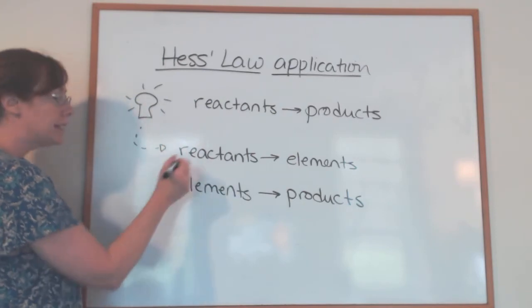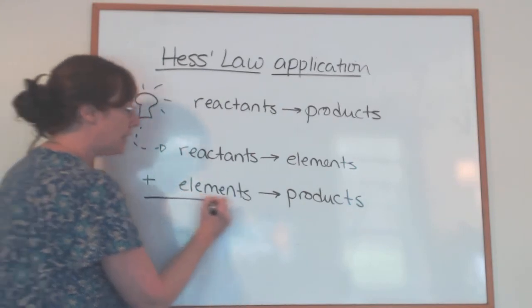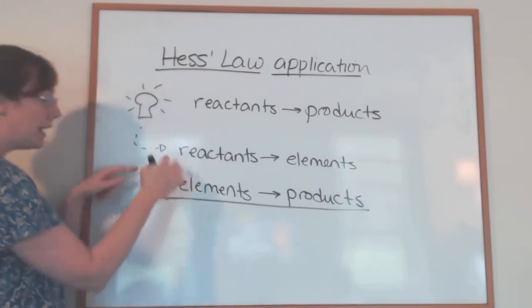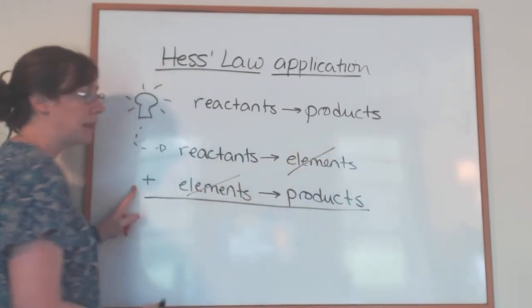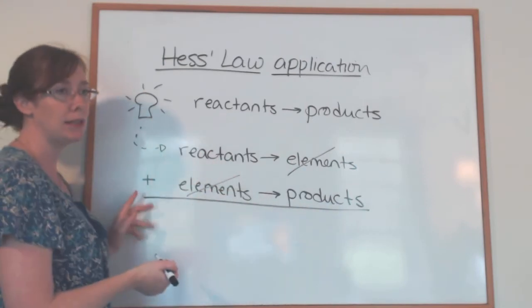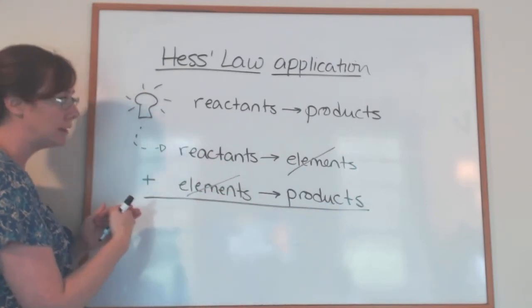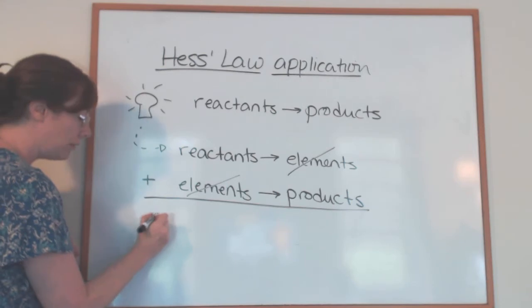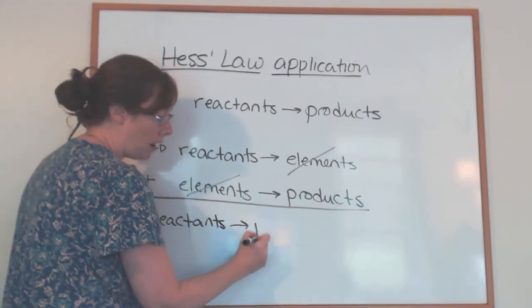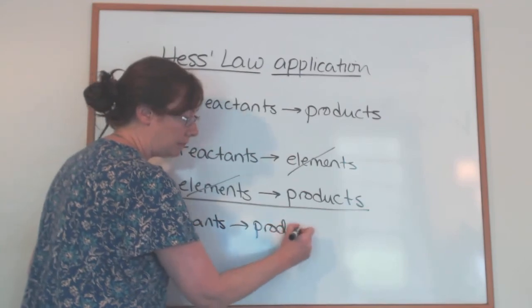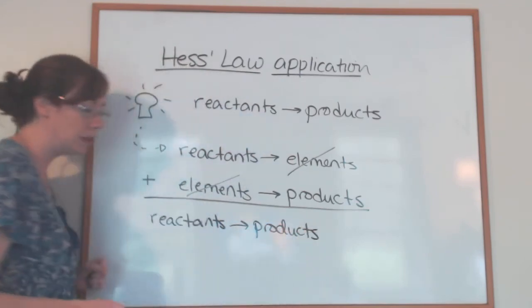Okay, so the scientists say if we essentially take these as steps and add these two steps together, elements will cancel because the same elements will be present on both steps, of course. And so the reactants will just be turned into products, which is just your overall equation. Okay, so how is this useful?